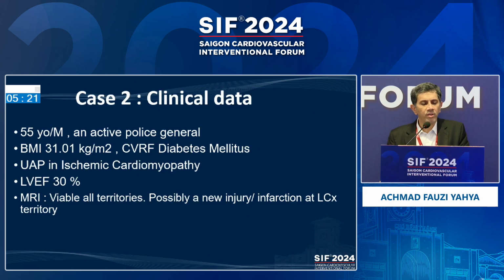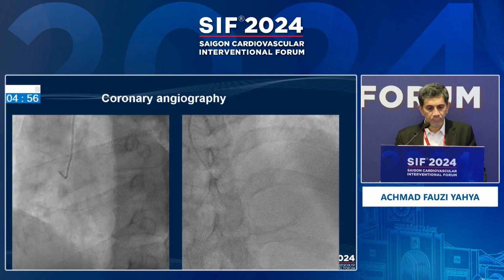So this is the case 2 clinical data. This is a 55-year-old male, an active police general, BMI 31, cardiovascular risk factor diabetes mellitus. He complained of chest pain and was diagnosed as unstable angina with LVEF 30%. MRI demonstrated viable territory, possible new infarction at the circumflex territory.